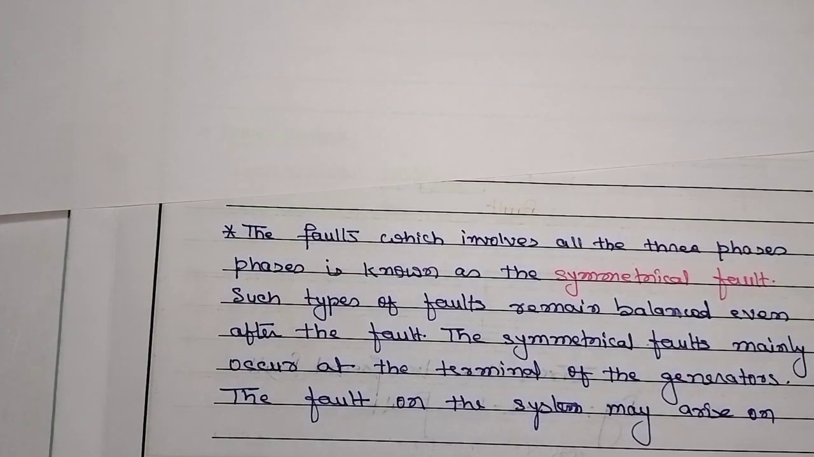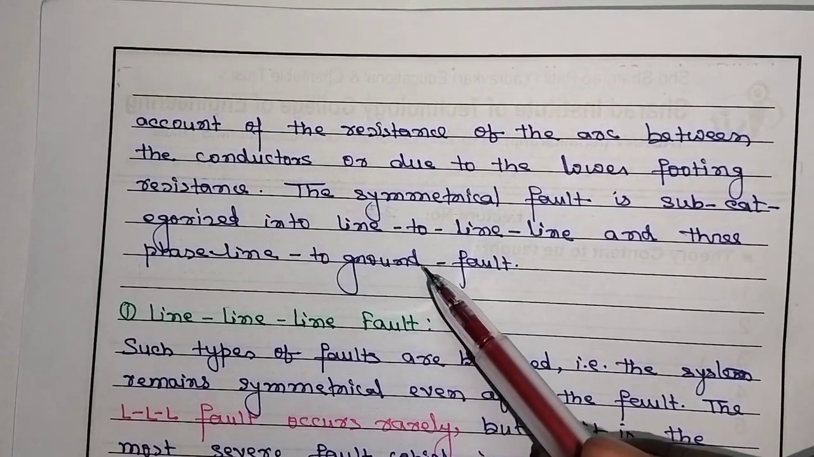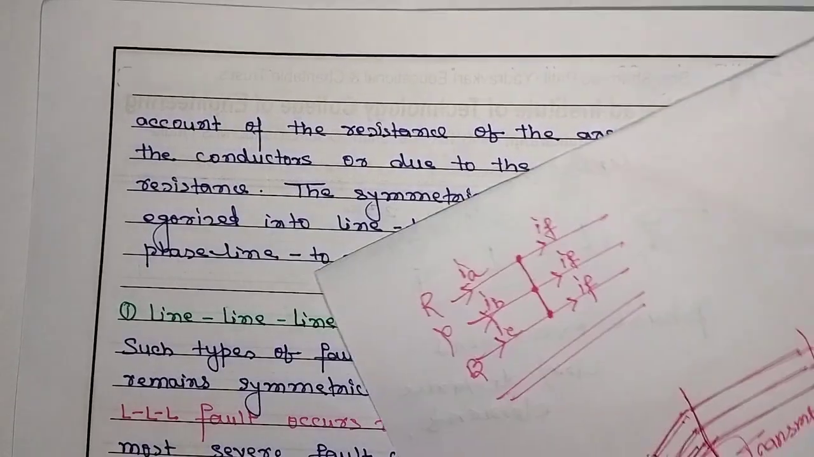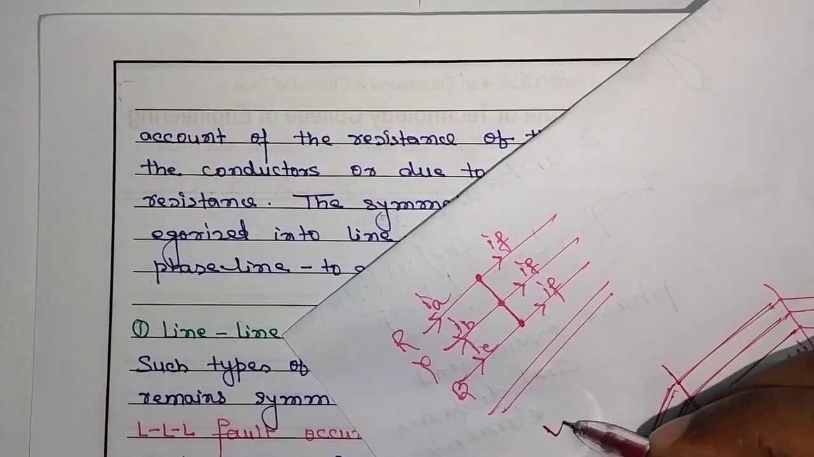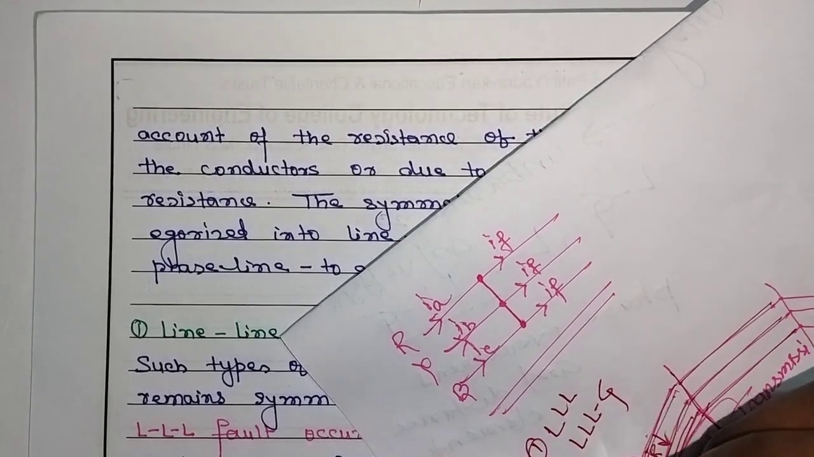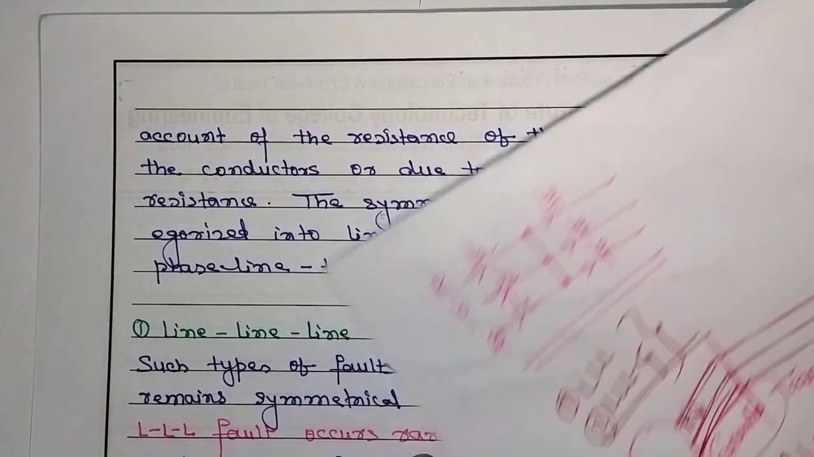Next point: the fault on the system may arise on account of the resistance of the arc between the conductors or due to the lower footing resistance. The symmetrical fault is subcategorized into line to line to line and line to line to line ground faults. So it is categorized into two types: the first one is the LLL fault and the second is the LLLG fault. We'll see the two in deep discussion.